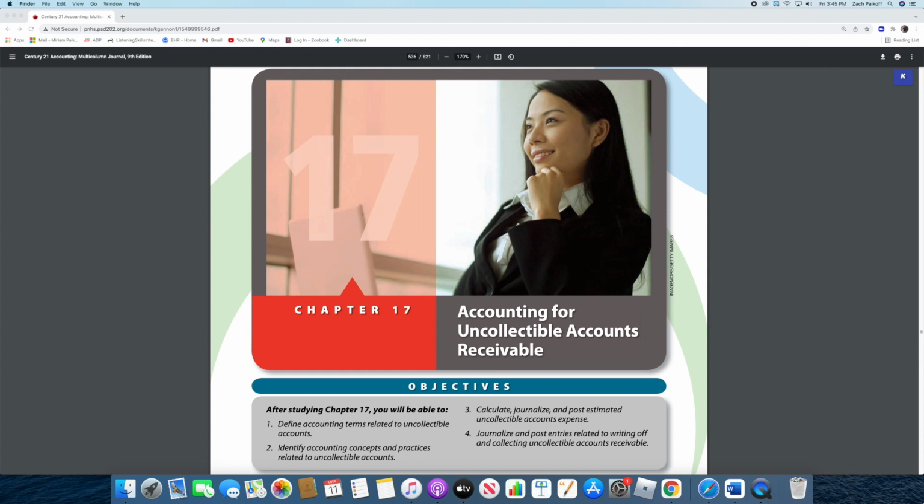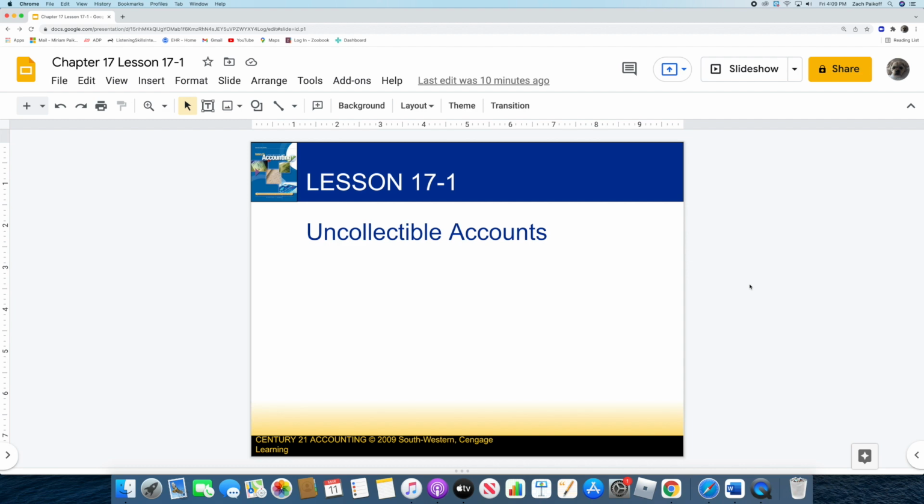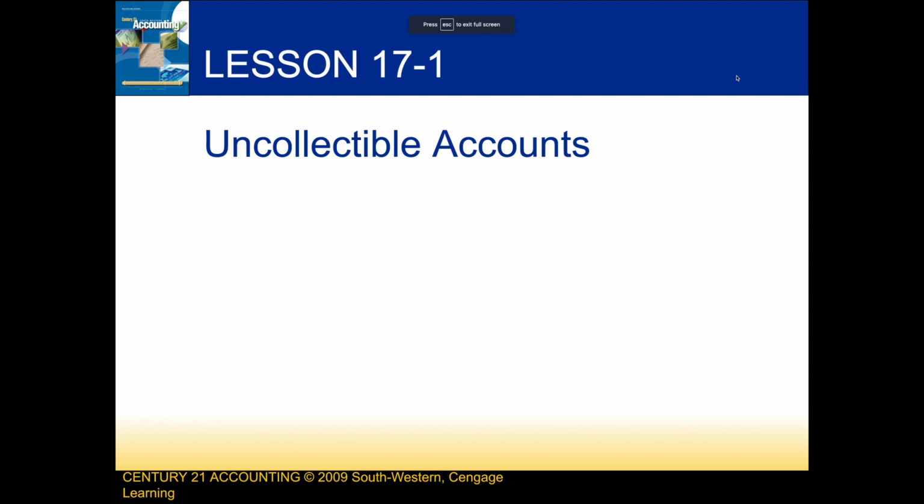All right, so now that I've read over the learning objectives, let's jump right into the 17-1 text, which is the first lesson in Chapter 17. In this lesson, we will be learning about uncollectible accounts.